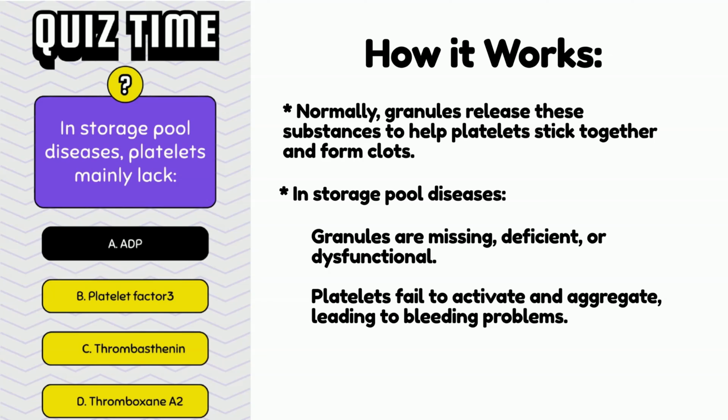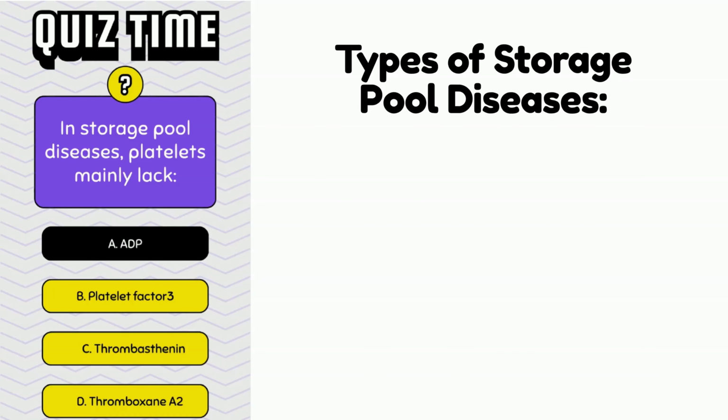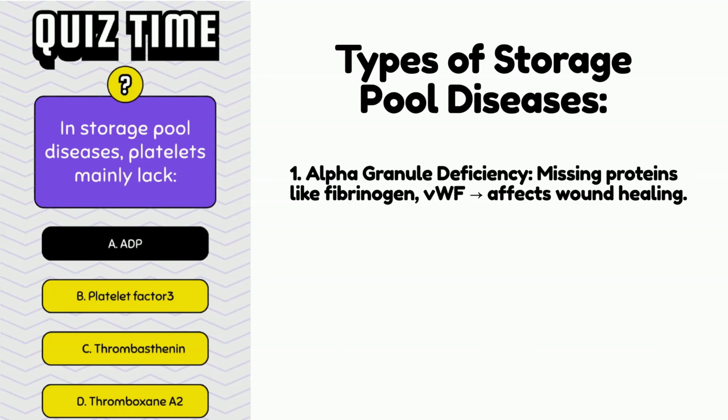As a result, individuals with storage pool disease may experience bleeding problems because their platelets cannot function as effectively to form a clot. Types of storage pool disease. There are two main types of platelet granules involved in storage pool disease.